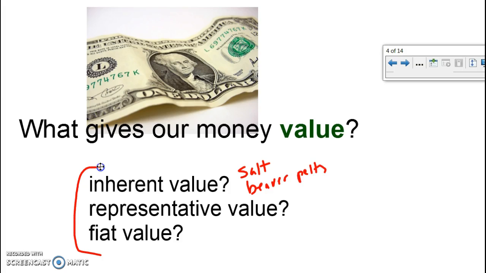People valued salt because you need salt in your diet, and people were always on a quest for salt for much of human history. So salt has inherent value to people, and you can hang on to the salt and you can trade it, but the salt itself is worth something.